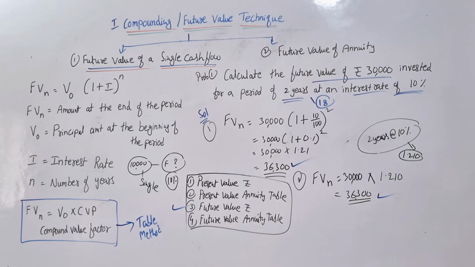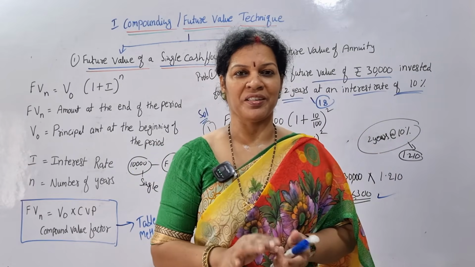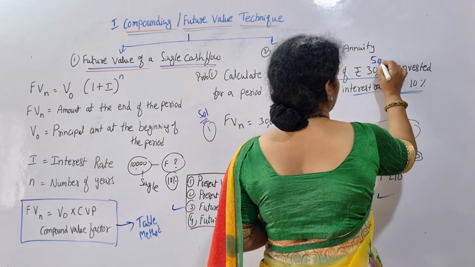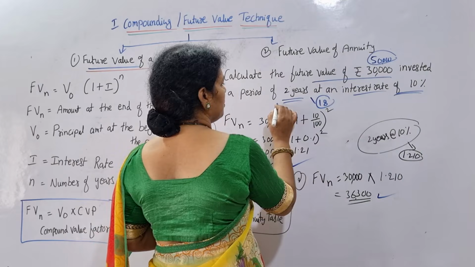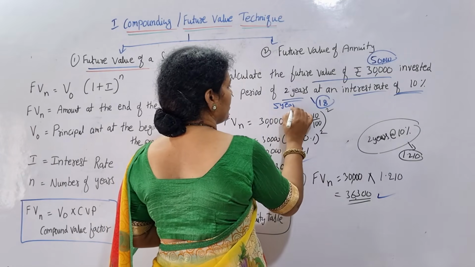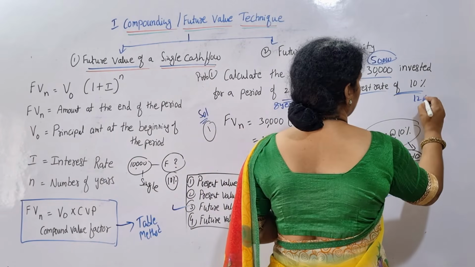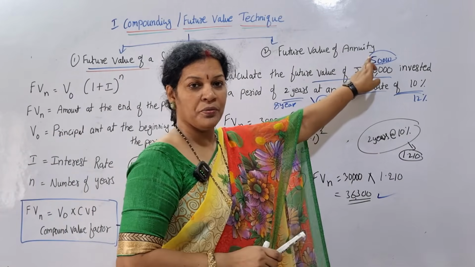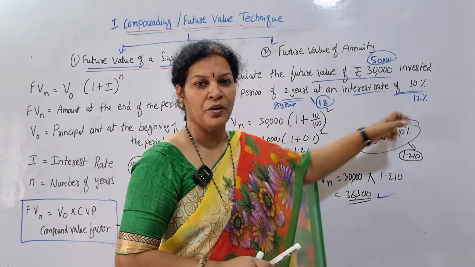Want to take a screenshot? Yes. Same kind of problem you can work out and see. Shall I give you homework? For example, the same problem, instead of 30,000 you take 50,000. Years also, take 5 years, or otherwise make it 8 years. Interest rate 12%. Take it as homework. 30,000 is changing into 50,000, 2 years is changing into 8 years and 10% is changing into 12%. What is your answer?